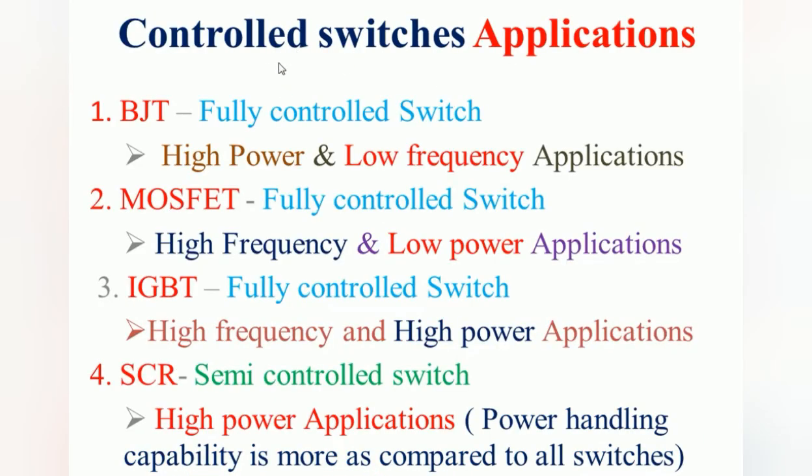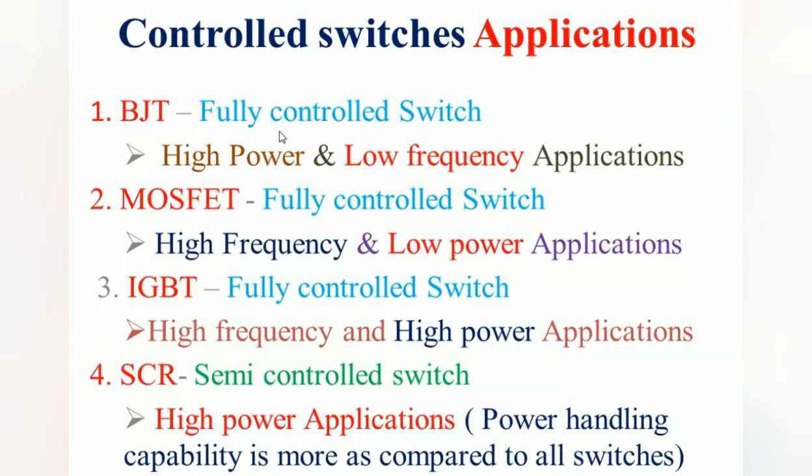So now let us see what are the different applications of these control switches. Already we have seen uncontrolled and controlled switches. In the controlled switch also there are 2 subdivisions: fully controlled switch and semi-controlled switch. Fully controlled switch means both on and off times are controlled by the operator. Semi-controlled means we can control only the on time, the off time we cannot control. So that is called the semi-controlled switch.